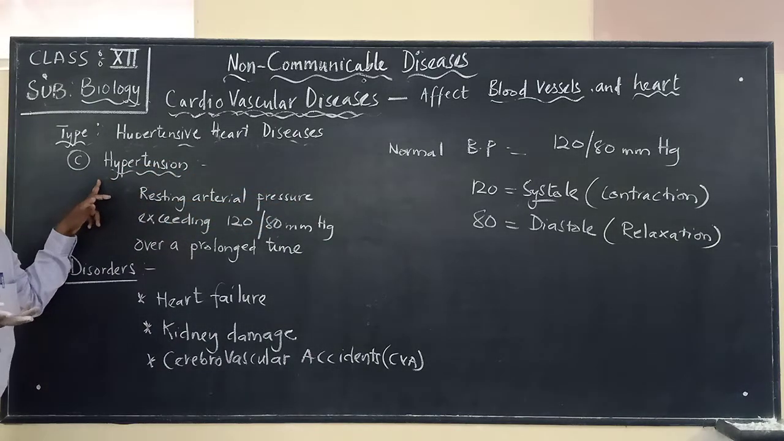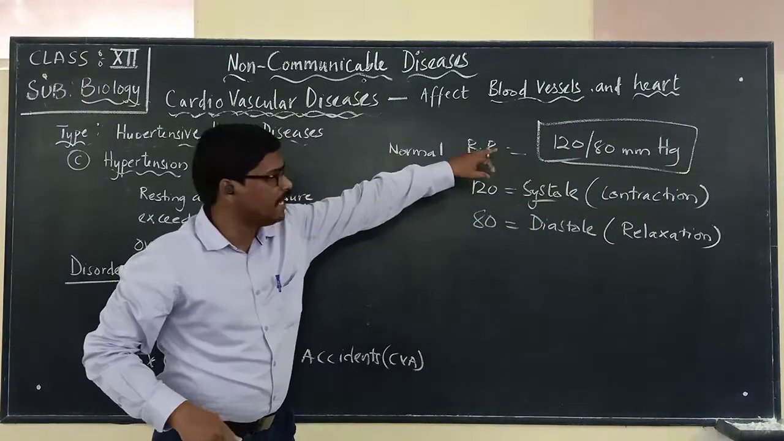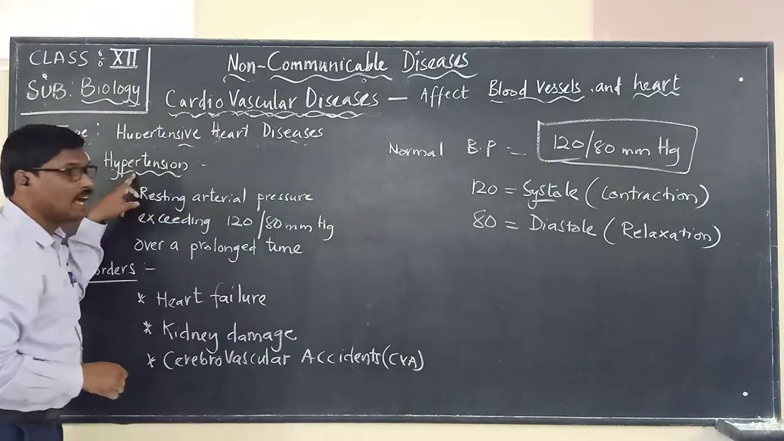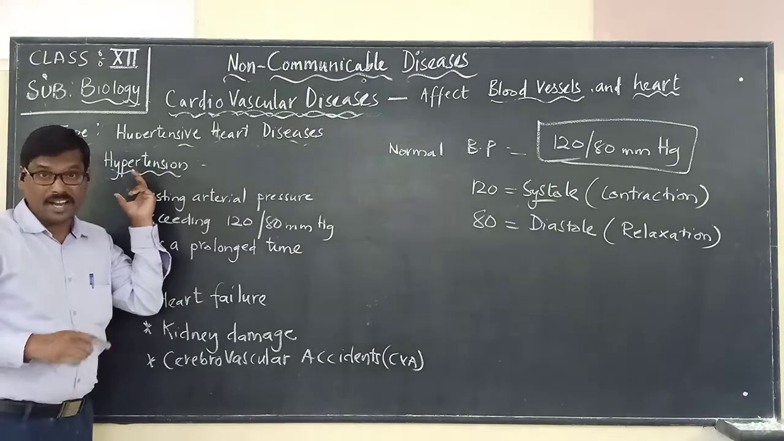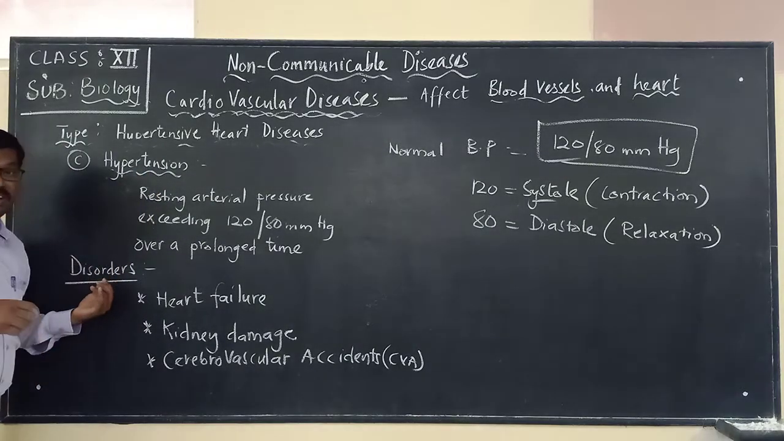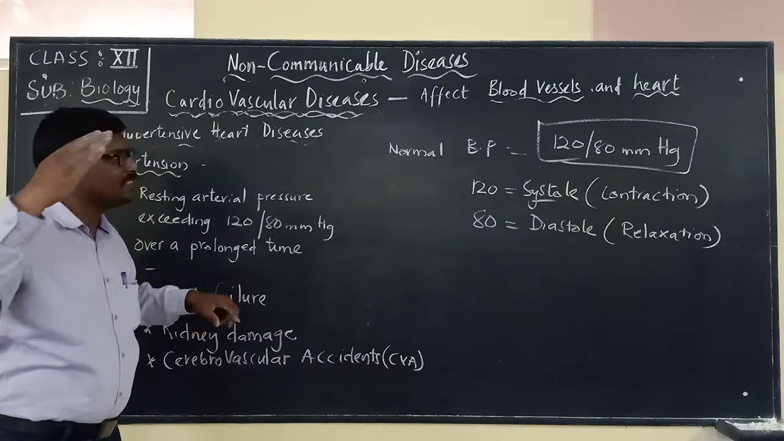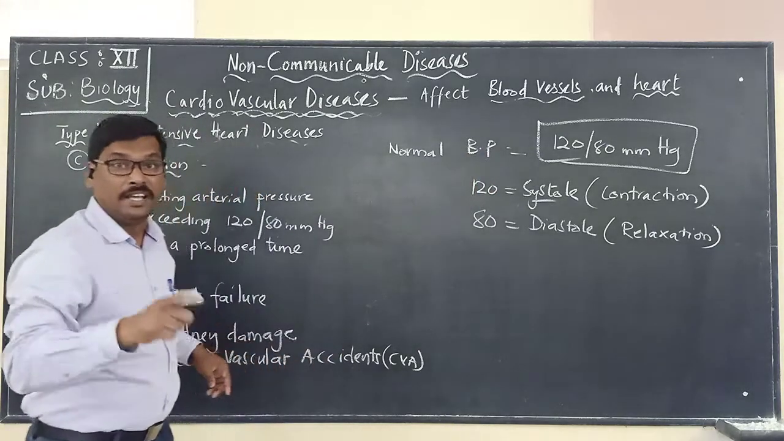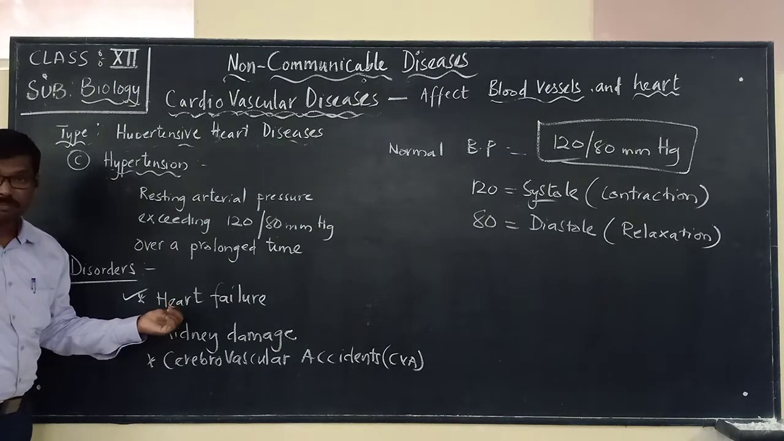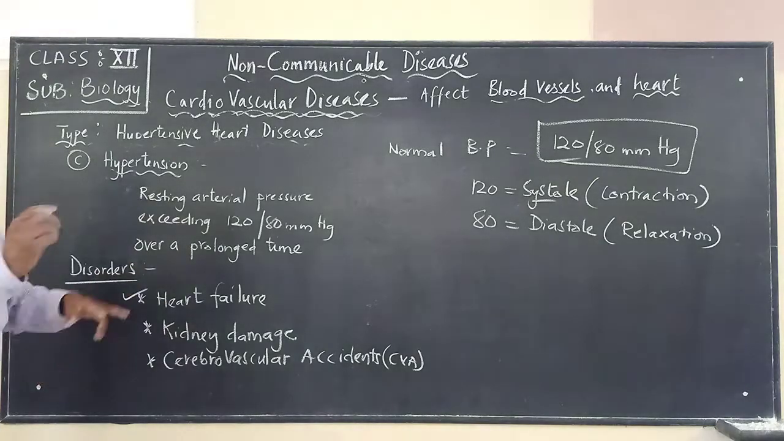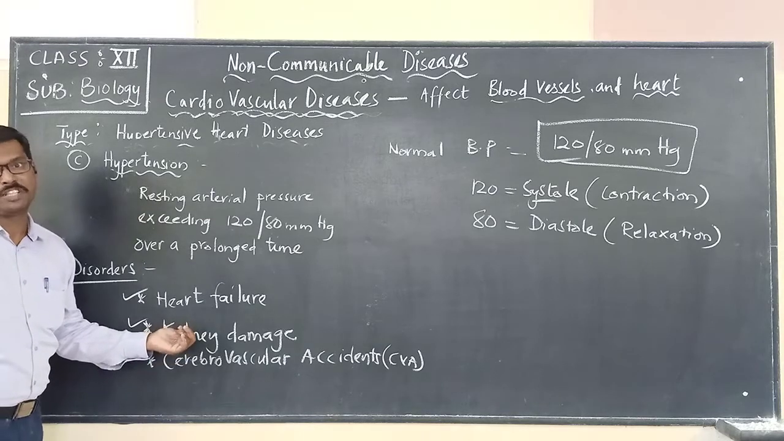Now if you see hypertension, when blood pressure is increasing more than this, we are calling it hypertension. And this is very important and very dangerous also, because there are various disorders that we should keep in mind. When blood pressure exceeds 120 by 80, there are chances that the person may suffer from heart failure. And because of high blood pressure, it can also damage the kidneys.